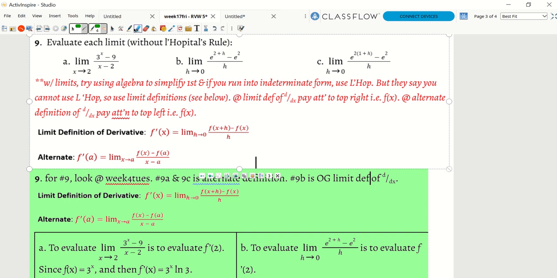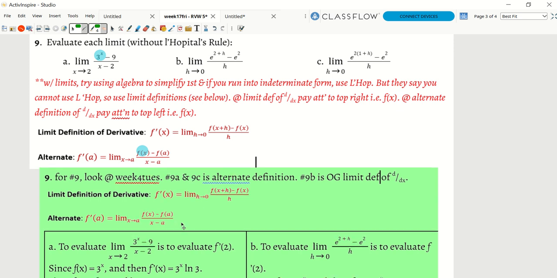because you see an H here, for 9B, 9C, you're gonna use this. You see an X here, so you're gonna use the alternate version for 9A, okay? 9A, your f of x is on the top left, so we're gonna pay attention to that. Your f of x is on the top left, so it's 3 to the power x, okay?